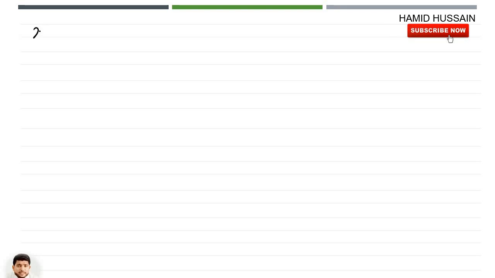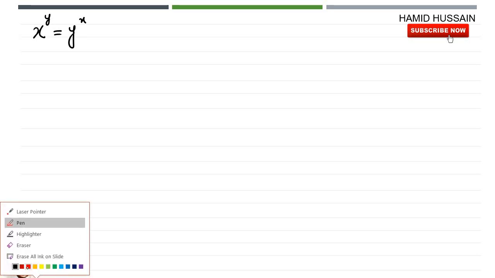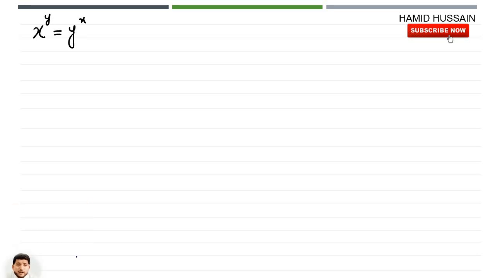Let's solve one of the most difficult questions, that is x to the power y equals y to the power x. And trust me, almost 90% of people fail to solve this question because of the complications. I just want you to know what is the value of x and what is the value of y. This is one of the most important things we're going to solve here. So we're going to solve for x and y.